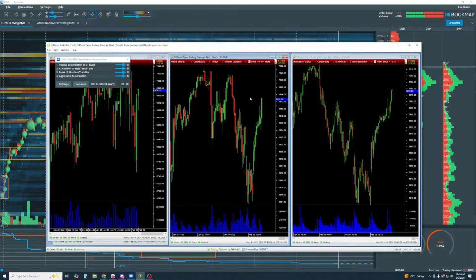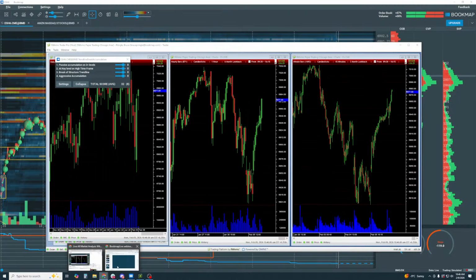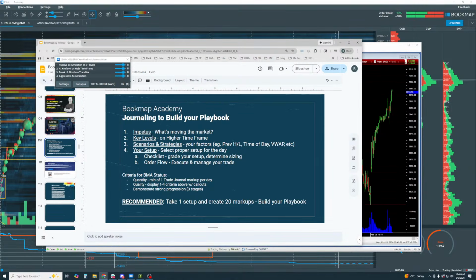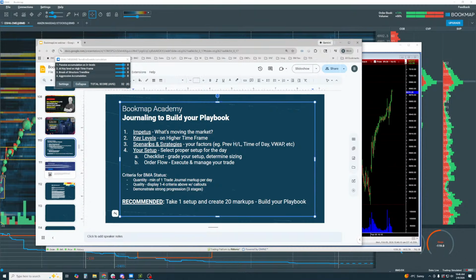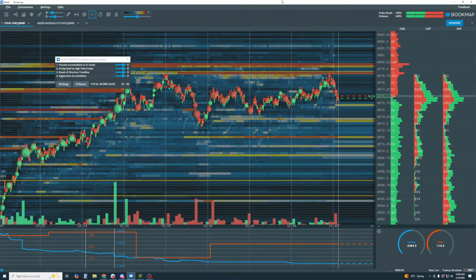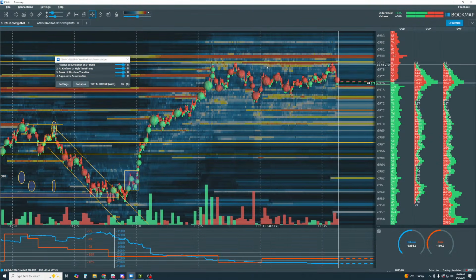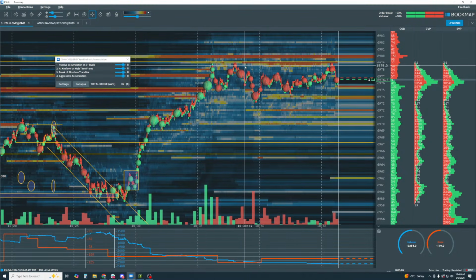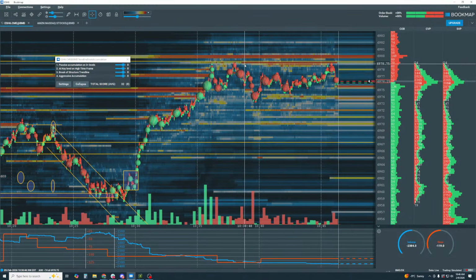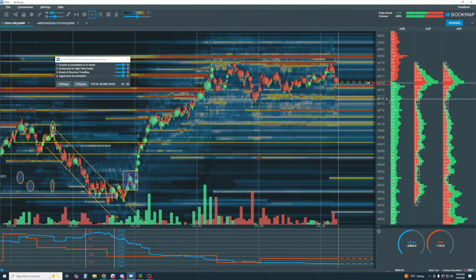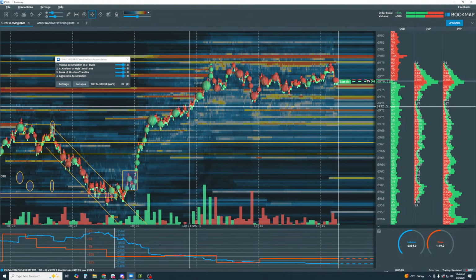All right, so now we've gone through, let me bring that back up again, we've gone through this impetus, key levels. Now let's go through some strategies and scenarios and then pick our setup. Okay, so strategies and scenarios. I'm looking for some chop up here, or maybe even some mean reversion type of moves here.